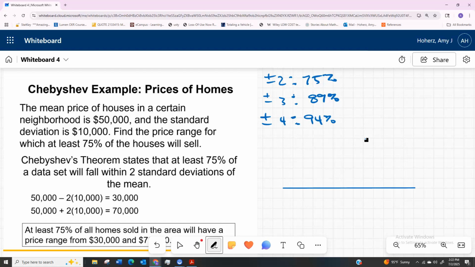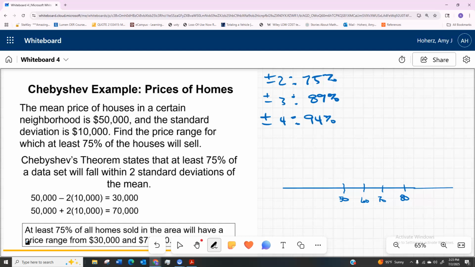Okay, so we have the mean price of houses, it says, is 50,000. I'm going to just do 50. So 50,000 is right in the middle. And the standard deviation is 10. So that means I have 60,000, 70,000, 80,000, and then 90,000. So this is our average. Mark this with average, so X bar. And then this is plus 1s, plus 2s, plus 3s, plus 4s. And then do the same thing on the other side.